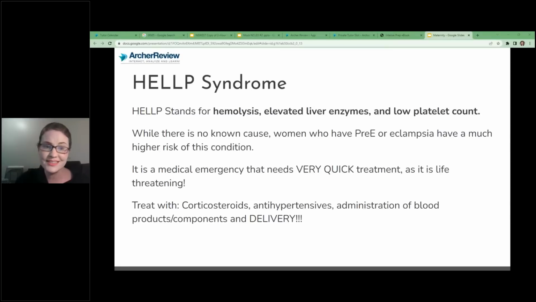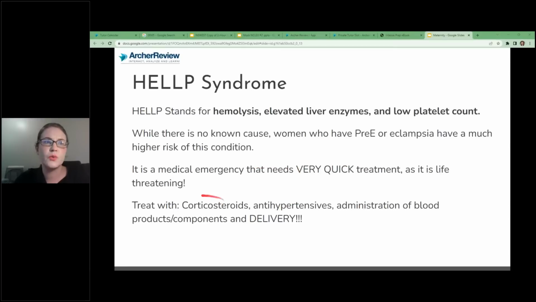And remember, this is a medical emergency. It needs quick treatment. It's life-threatening. 25% of women diagnosed with this will die. It's super, super serious. So why is it so life-threatening? Well, remember, red blood cells are hemolyzing, liver enzymes are rising, the liver is inflaming, and the platelets are dropping rapidly. So this patient could bleed out if they have a bleed somewhere. So there's a lot of different things going on that really affect their health.